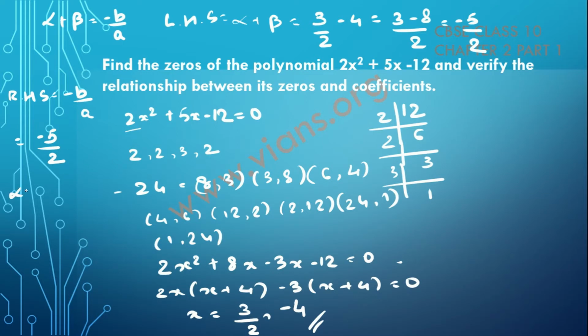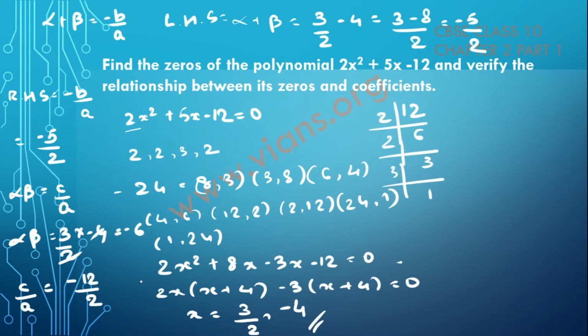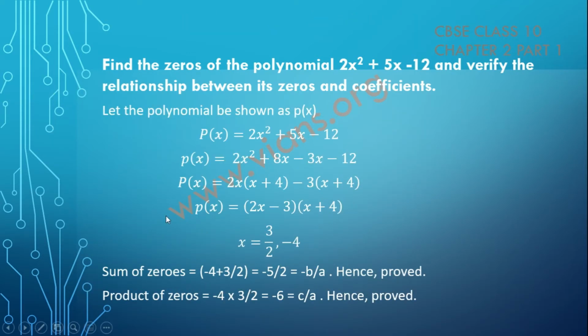Similarly, if you wanted to find alpha beta is equal to c by a, you would do alpha beta is equal to 3 by 2 into minus 4. That would be minus 6. And c by a would be equal to minus 12 by 2, that's minus 6. So LHS is equal to RHS, hence verified. If you go ahead and see, that's exactly what we've done over here. We have found the roots to be 3 by 2 and minus 4, and we've done the exact same thing over here as well. Now this is the first question that we're working with.